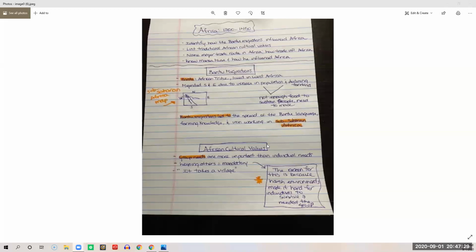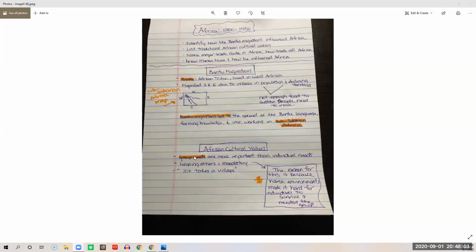Now you'll also see I did some highlighting, or what we call color coding. I highlighted what I thought were really key important terms or ideas. So I highlighted Bantu because it's really important. I highlighted the Bantu migrations led to, so I know what some of the effects were. I definitely highlighted sub-Saharan Africa because we need to know that this was not taking place in Northern Africa. And then I highlighted one key fact for African cultural values, where group needs were important.